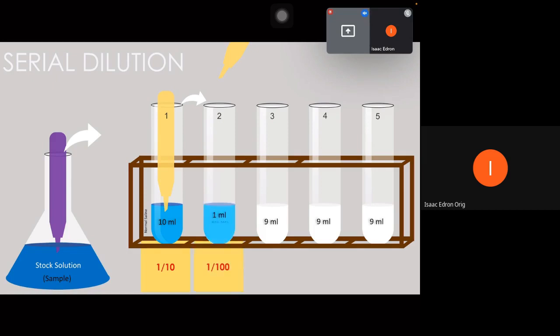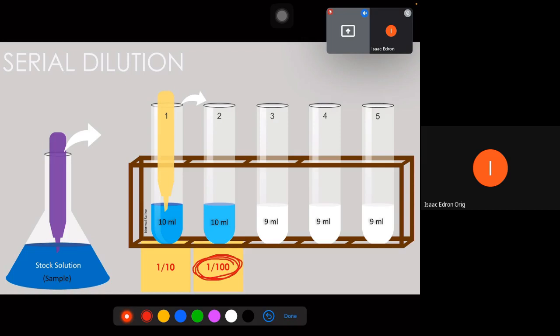So 1 ml plus 9 ml is 10 ml. Ganito kasi yan, 'di ba? 1 ml plus 9 ml equals 10 ml. Pero ang kanyang dilution is 1 is to 100 na, or 1/100, 1 over 100. Kasi kailangan mong i-multiply ang 1/10 times dilution nito, which is also 1/10, 'di ba? 1/10 din ang dilution nito. So 1/10 times 1/10 is 1 over 100.